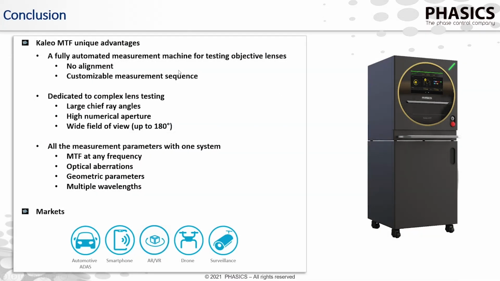Kaleo MTF, as you could see, is a fully automated measurement machine that needs basically no alignment at all. You just need to put the lens inside, and all the elements, the source, the sensor, etc., will move and position themselves in order to perform the measurement. You don't need any information on the lens also, so this is a perfect tool for benchmarking.